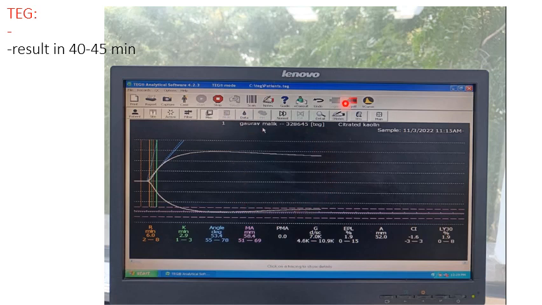The graph looks something like this. This is a normal person's graph. You can see from here to here is the R time, from here to 20 mm of clot formation is the K time, and from this is the midline, and this is the alpha angle.